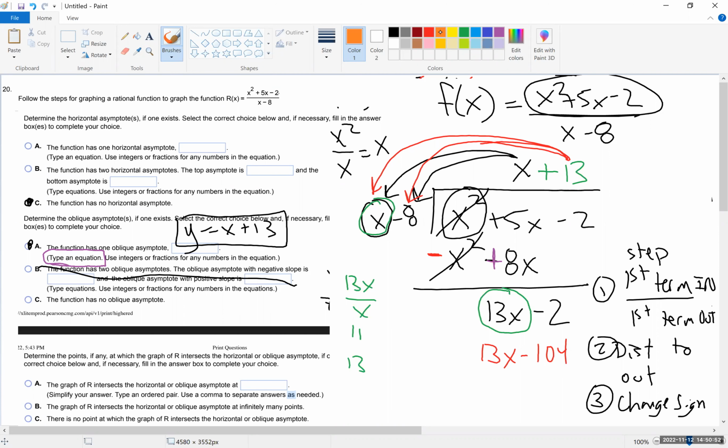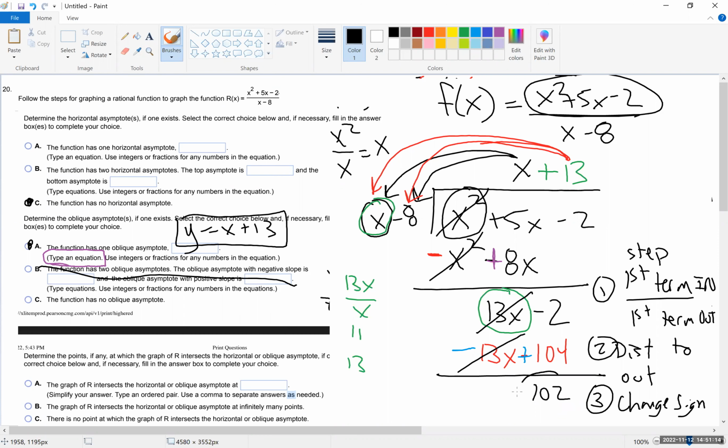What do we do next? It's very important. We change the sign of each term. The first term was positive, we make it negative. The second term is negative, we make it positive. Then we add. 13x minus 13x cancels. We get 104 minus 2 is 102.